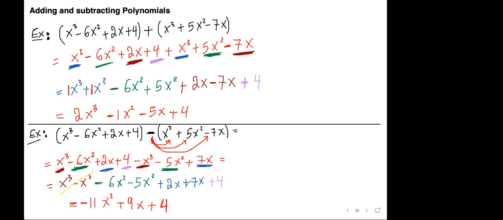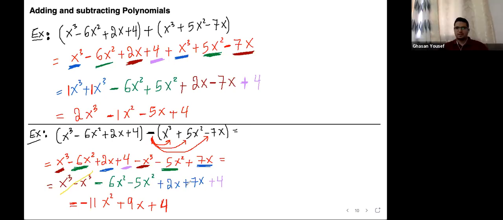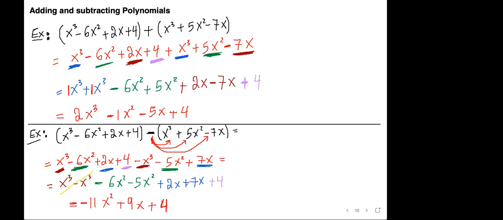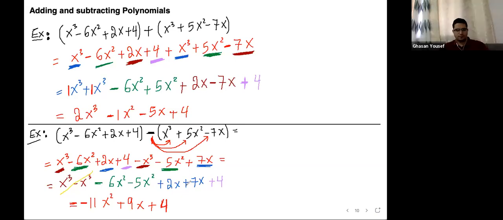Okay, any question for how we can subtract? Yes, go ahead. Any question? Is it clear how we can also subtract polynomials?